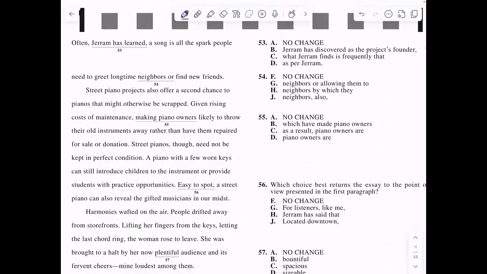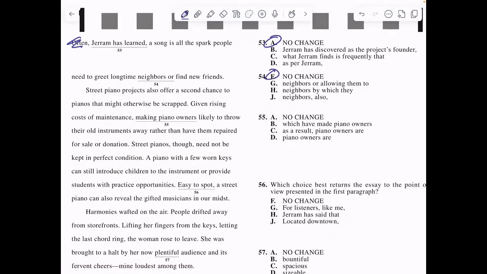Often, Jerem has learned a song is all the spark people need to greet longtime neighbors or find new friends. Let's ignore "often," that's helping. How would we start a sentence? Jerem has learned, done, no change. Again, we're not overcomplicating those. We're thinking, if I were just telling a story, if I were just reading this to my friend, what am I going to say? And I'm just going to start it with my subject verb. The song is all the spark people need to greet longtime neighbors or find new friends.